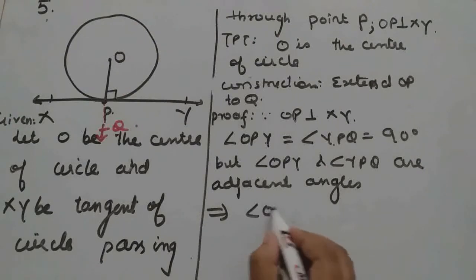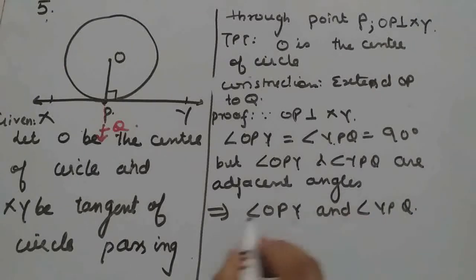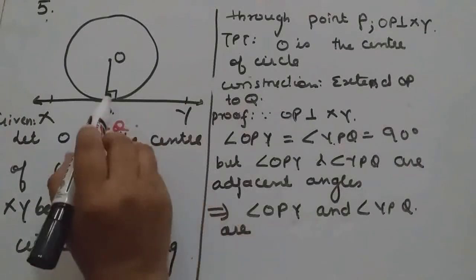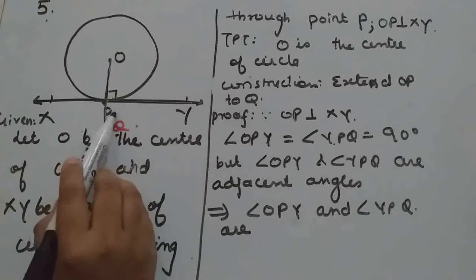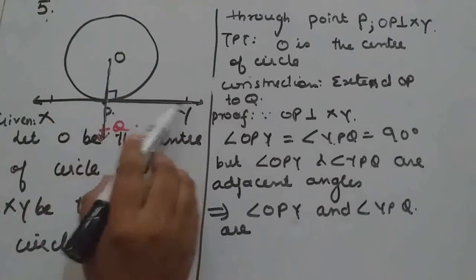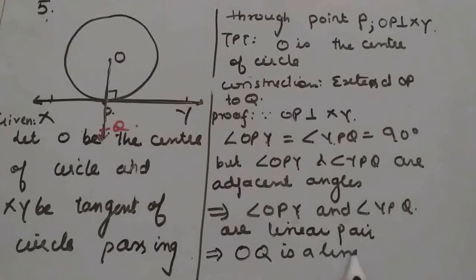That implies OPY and YPQ are supplementary, and they are a linear pair. The summation is 180 and one ray is common, so they are a linear pair of angles. Since we have a linear pair, that means OQ is a line. Okay, OQ is a line.